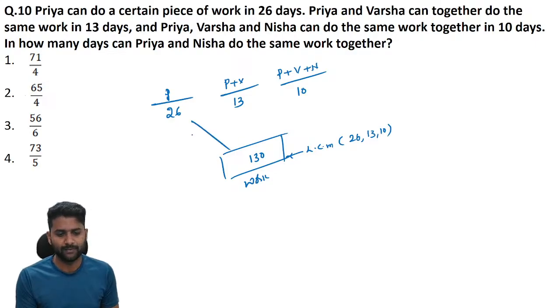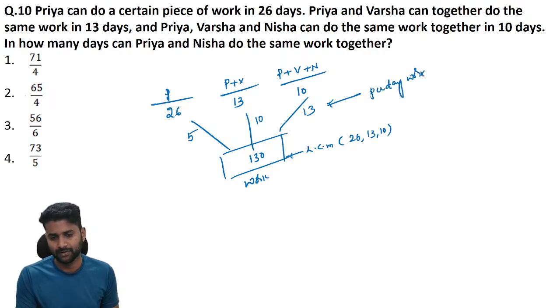If I assign, P takes only 5 days to complete the work. P plus V take 13 days, which means per day 10 units. In the same way, PVN per day completed 13 units. It's all about per day work, and per day work is all about efficiency.